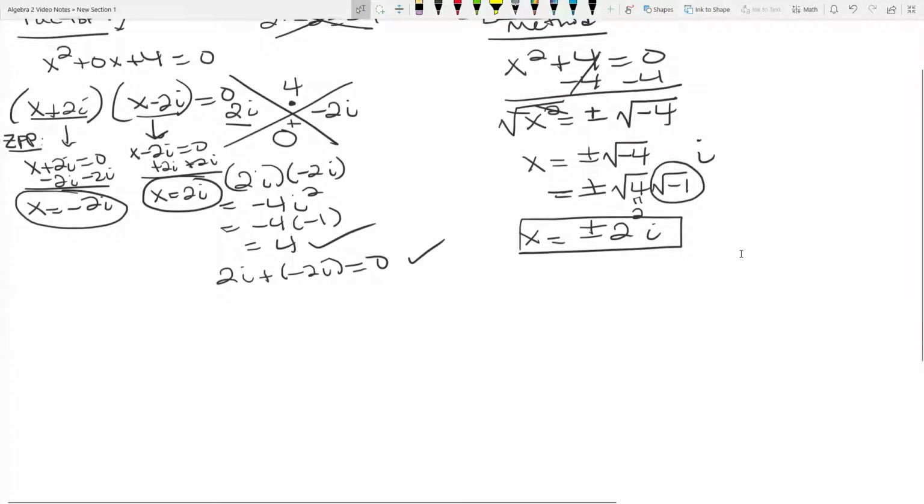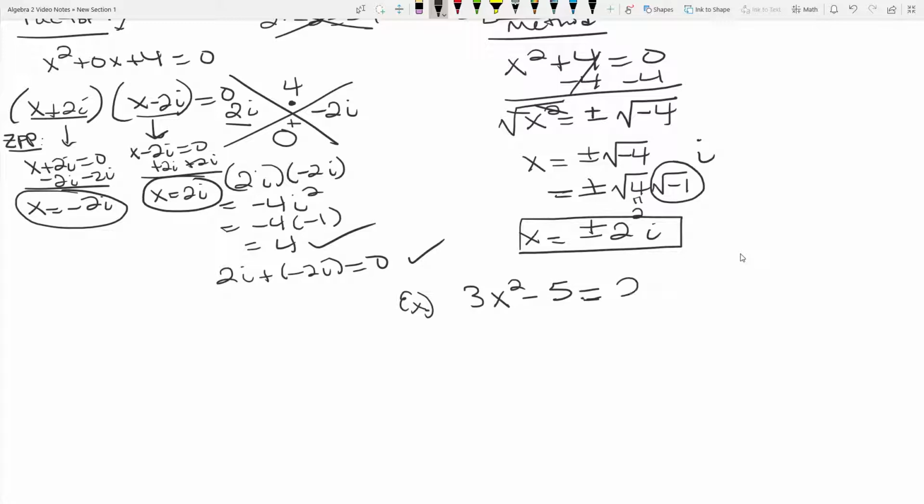All right, so I'm going to give you one more mini example just to make sure that you get how to do this. So let's look at just another mini example. 3x squared minus 5 equals 20... equals 0.